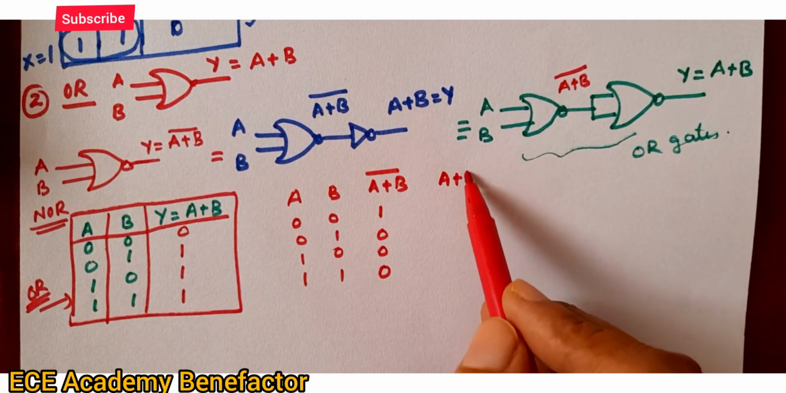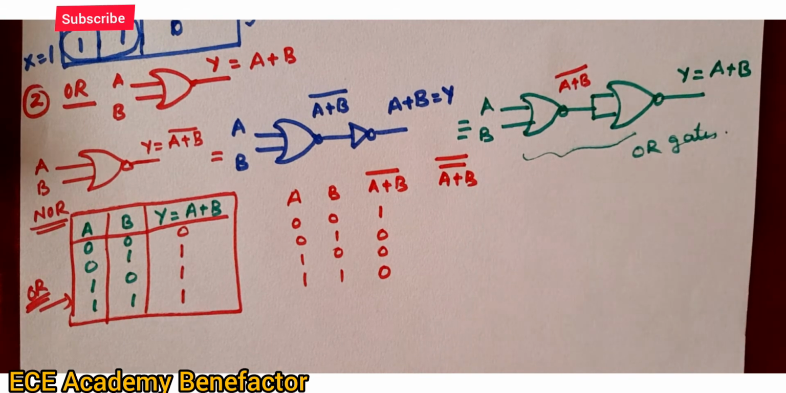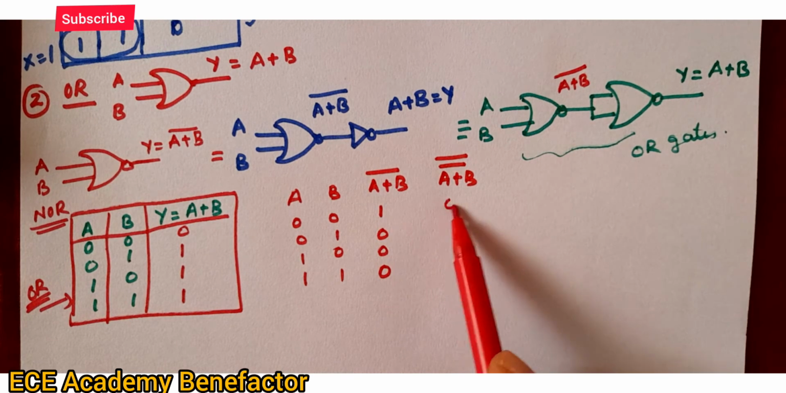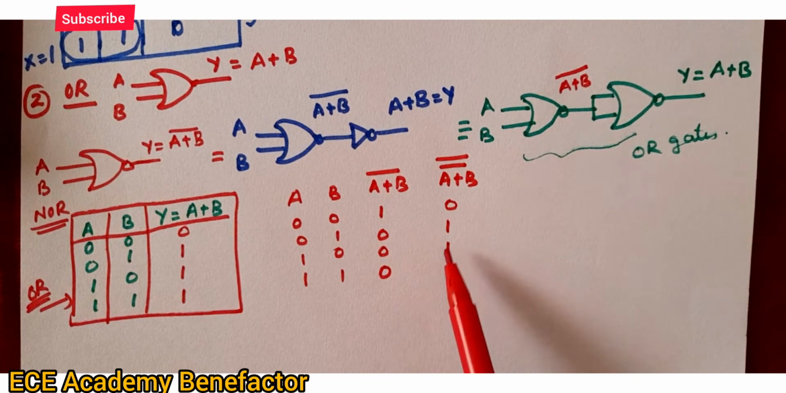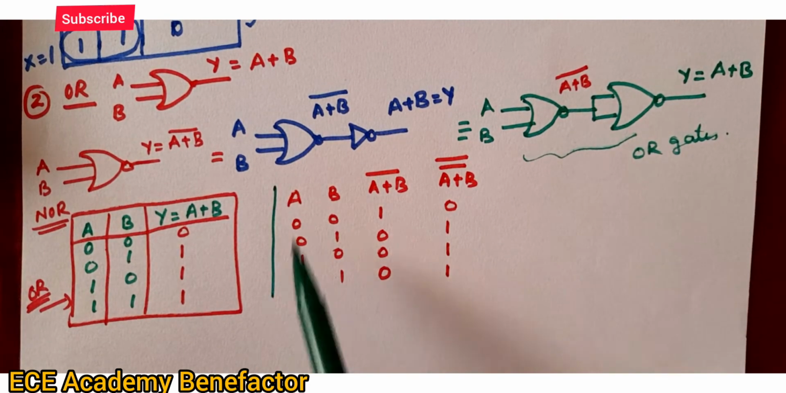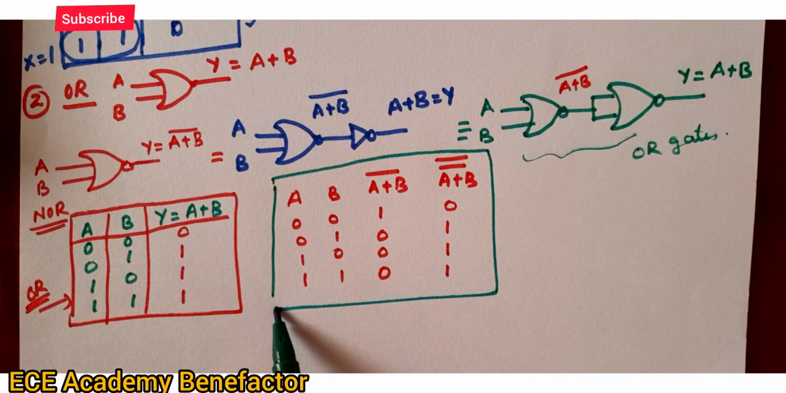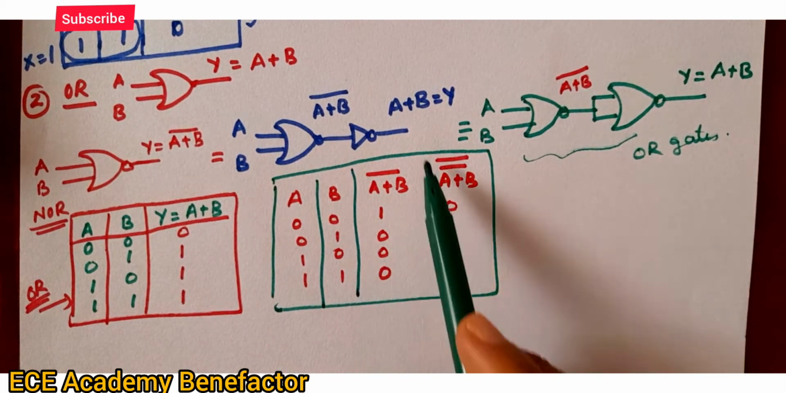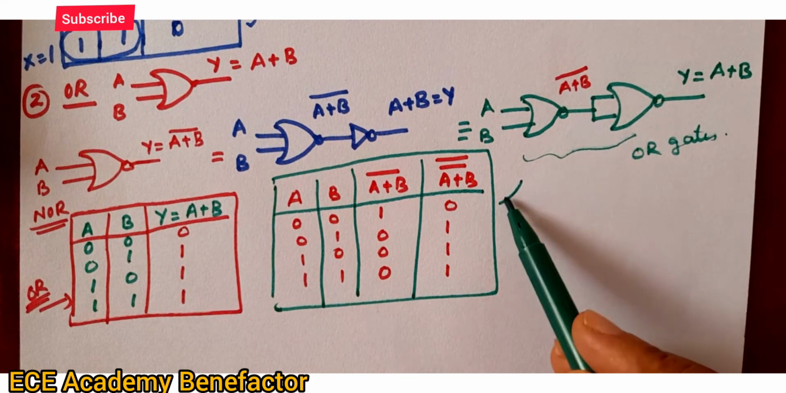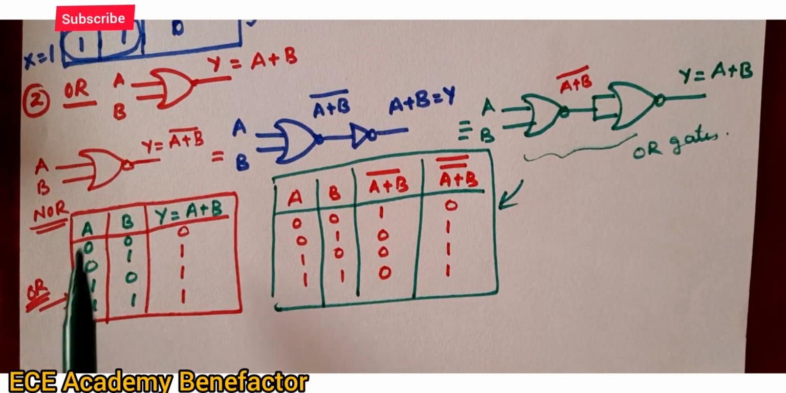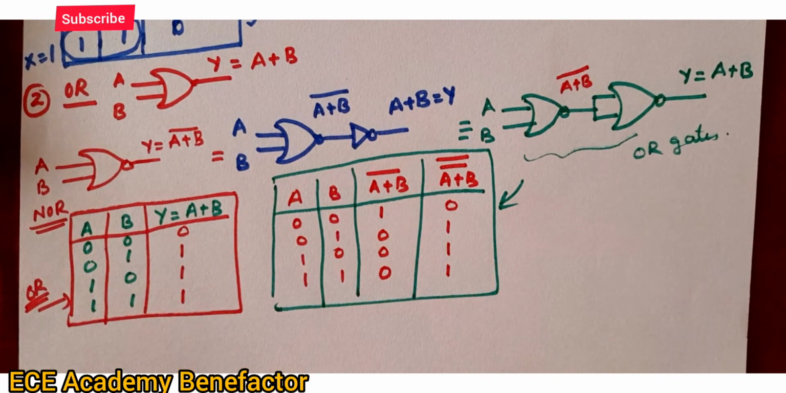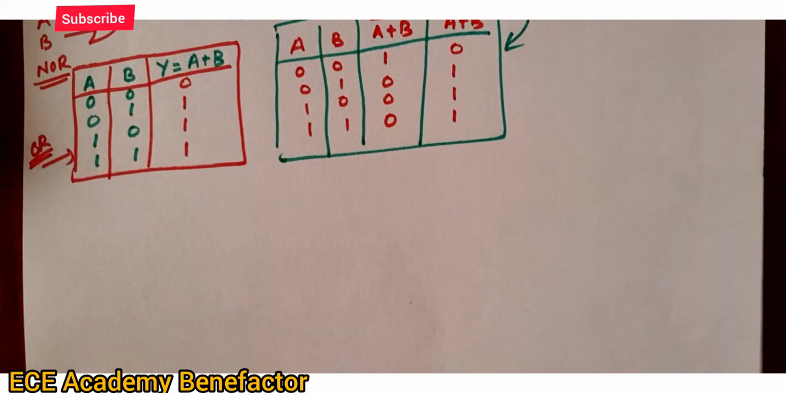So A plus B double bar. Double bar means you have to complement it once again. So the complement of 1 is 0, and the complement of 0 is 1, 0 complement is 1, 0 complement is 1. So in this way we can observe that these truth tables are similar. That is the OR gate and this one, both truth tables are similar. So we can design an OR gate using a NOR gate by placing a NOT gate after it. Okay.